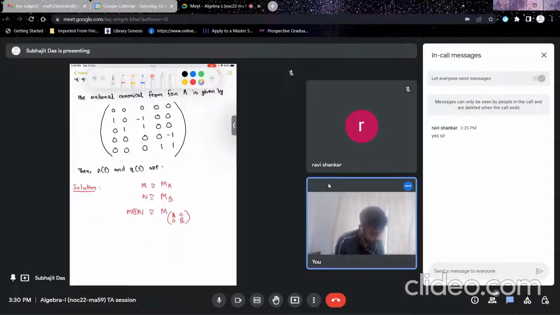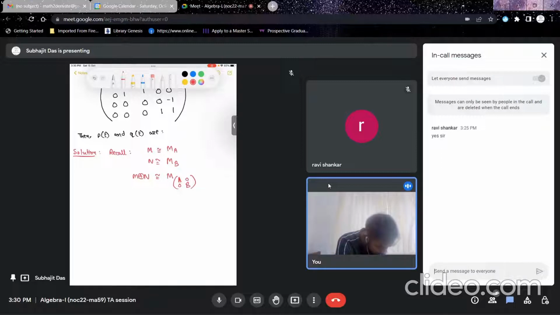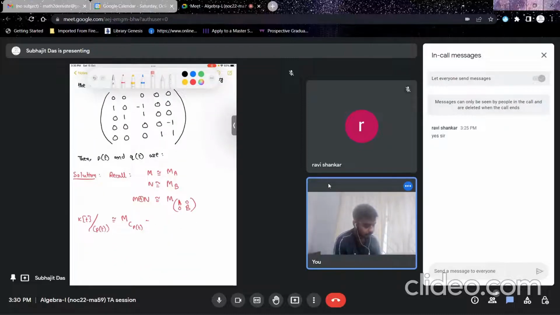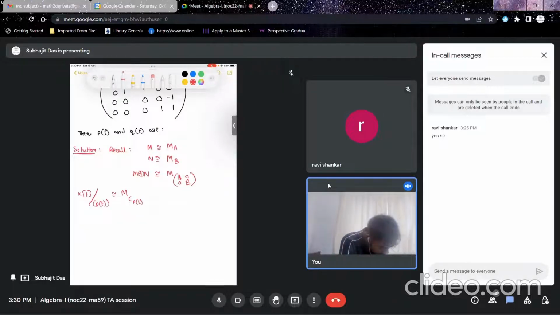So recall, this is essentially deriving the rational canonical form again. K[t] modulo the ideal generated by p(t): what is this? As we know, this is M of the companion matrix C_p(t). We don't know this companion matrix as yet. And K[t] modulo the ideal generated by q(t) is M of the companion matrix of q(t).